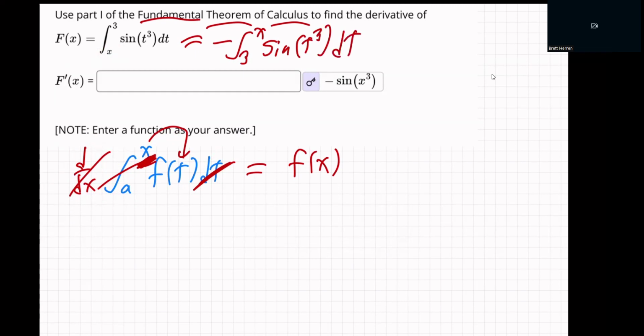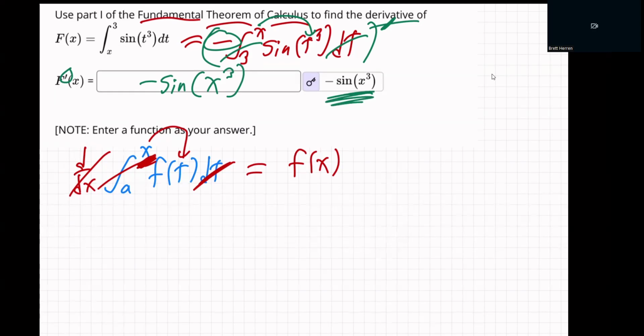And then my next step is, okay, now when I take the derivative, they want f prime, the derivative of that. That derivative will cancel that integral and the dt at the back. Now you can just plug in the x. The minus is still there. So it'll be minus sine, and then plug in an x in the t slot. x instead of t cubed, it's x cubed. And that is our answer.